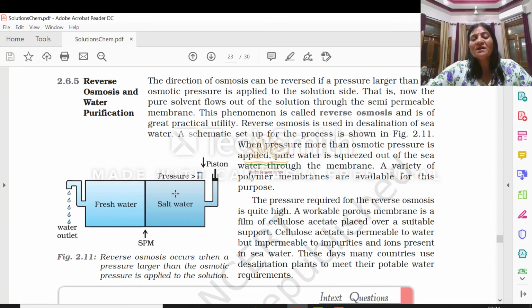Now the solvent particles from the salt water will move to this side and we can get fresh water from the salt water by reverse osmosis, which is of great practical utility. Reverse osmosis is used in desalination of seawater. A schematic setup for the process is shown in the given figure. When pressure more than the osmotic pressure is applied, pure water is squeezed out of the seawater through the membrane. A variety of polymer membranes are available for this purpose.